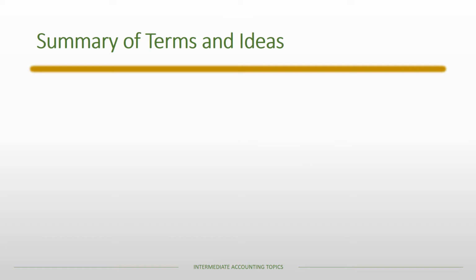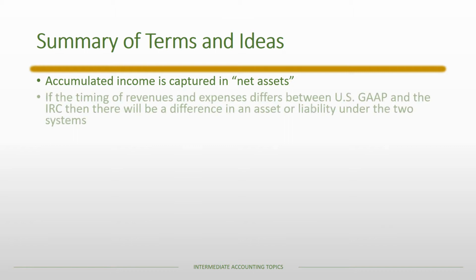And so first of all, let's summarize some major terms and ideas that we've been talking about. As a launching point for our whole discussion, and as a fundamental concept in accounting, accumulated income is captured in net assets. If there is income, in some way it must be reflected in an increase in net assets. And if there's loss, it must be captured in some way in a decrease in net assets. Again, this is just a foundational concept or principle in accounting.